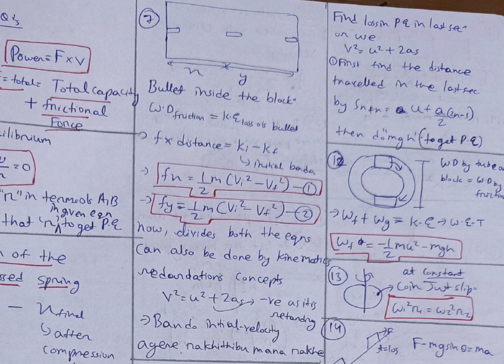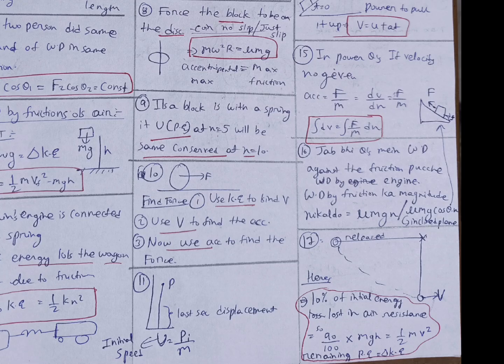Now if we divide both the equations, it can also be done by the kinematics retardation equation. V square is equal to u square plus 2 a s, negative as it is retarding. Force on the block on a disc. Coin no slip or just slip: m omega square r is equal to mu m g. Centripetal acceleration maximum is equal to maximum friction.